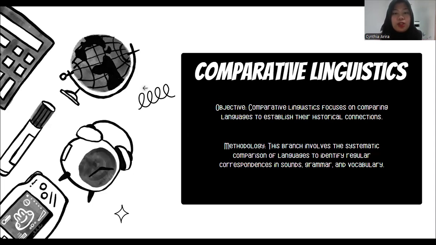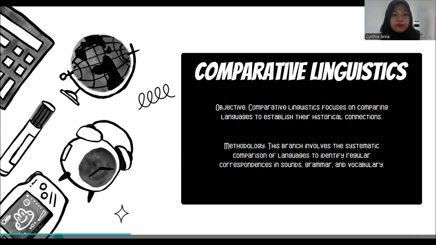The methodology, or how it works, is by comparing words, grammar, and sounds in different languages. Linguists can identify patterns and similarities. These patterns help them reconstruct a proto-language, which is the ancient language that is the common ancestor of related languages.